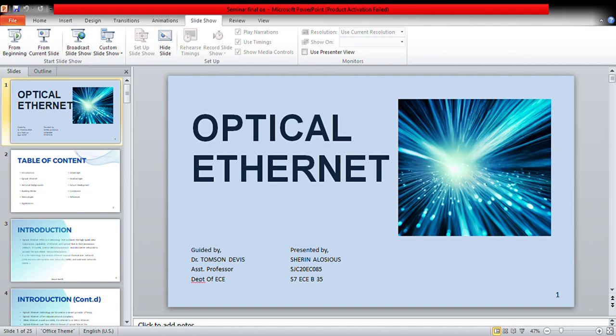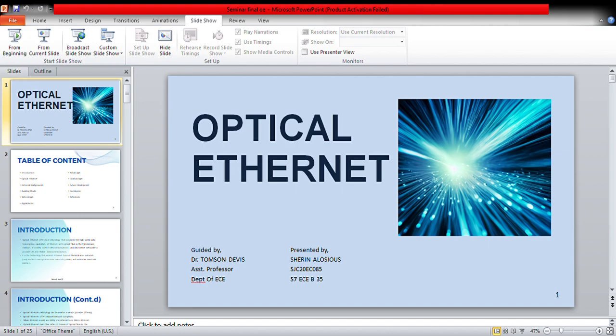Next, these are the contents that we will be discussing: the introduction of optical Ethernet, what is optical Ethernet, the historical background and building blocks of optical Ethernet, technologies based on optical Ethernet, the applications of optical Ethernet, the advantages and disadvantages, future developments, and the conclusion and references. First, introduction.